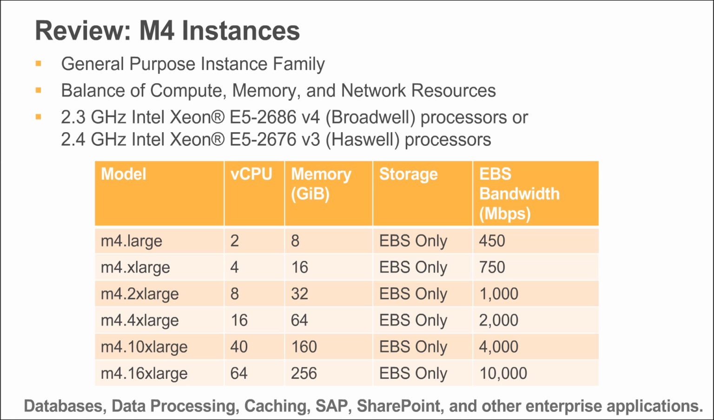So if you're unsure of which instance that you'll need, the M4 is probably a good one to start with. Now, once you start getting a better understanding of your application and the requirements, you may move to other instance types, but the M4 being balanced would be a good starting point. We see all sorts of applications running on M4 instances. These are things like websites, databases, caching servers, SharePoint, and many other enterprise applications are a good fit for the M4.